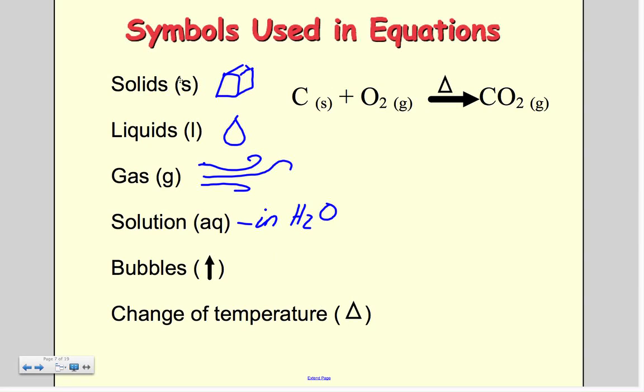However, if you see them in a textbook or on a website as we do research, so that you're not confused, the solids are usually indicated with a little S, the liquids with an L, the gas with a G. If it's in a solution, which means it's usually suspended in water, it has this AQ for aqueous. And if there are bubbles or gas release, then it usually has this little arrow up.